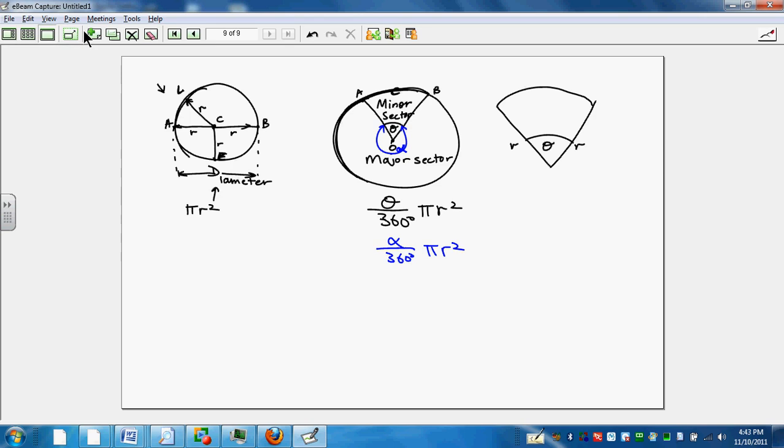So we write here, this would be one area of the minor sector. And this one here would be the area of the major sector.